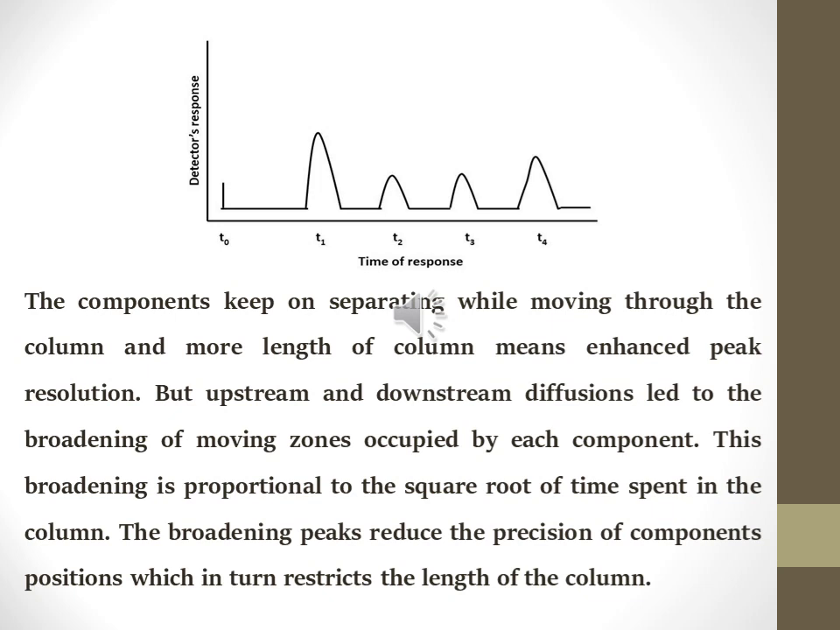But upstream and downstream diffusion also lead to the broadening of the moving zone occupied by each component. This broadening is proportional to the square root of time spent in the column. The broadening of the peak reduces the precision of the component's position, which in turn restricts the length of the column.